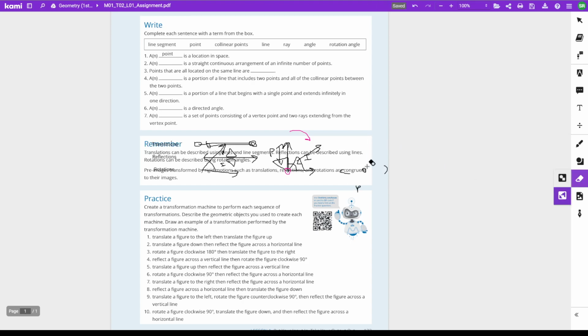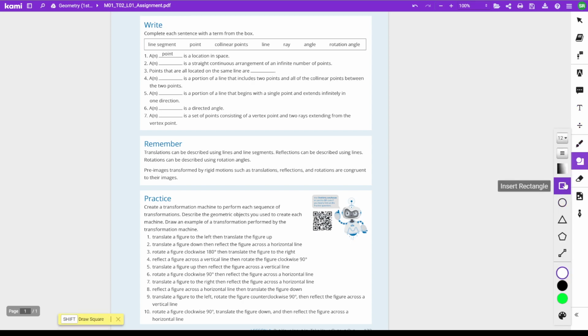Okay, so for this assignment, we are going to be combining these line segments, lines, and rotation angles in order to do what they're asking us. Okay, so let's go ahead and try one of these, a couple of these actually. So let's get our shape here. I want to create a white background.